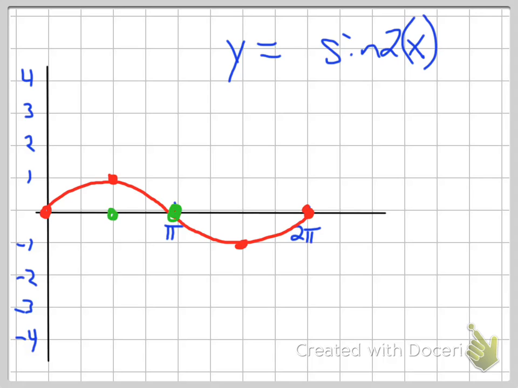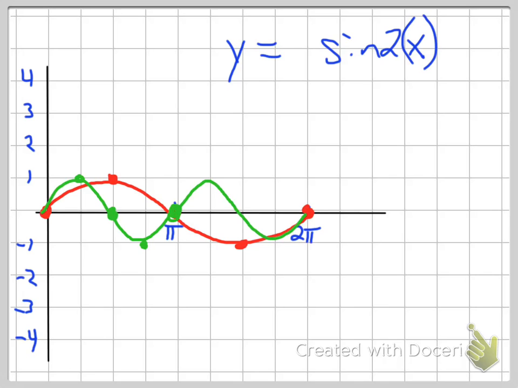Therefore, the halfway point is where it's going to cross the midline. Halfway between there is where it's going to reach its highest point. And halfway between the other 2 points here is where it's going to reach its lowest point. There's one full cycle in pi. If I wanted to repeat it and draw a second one, there's my 2 full cycles in 2 pi.